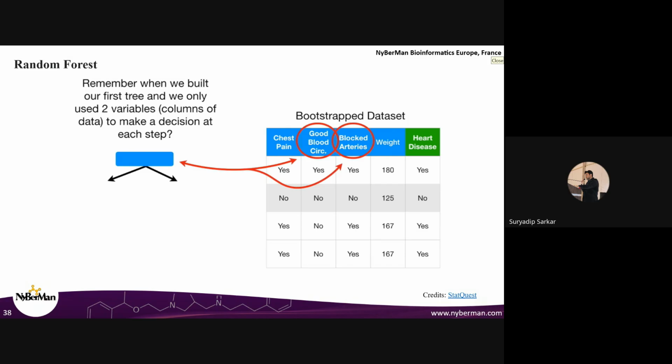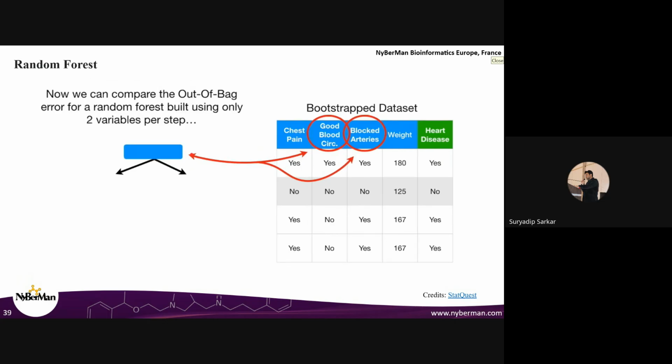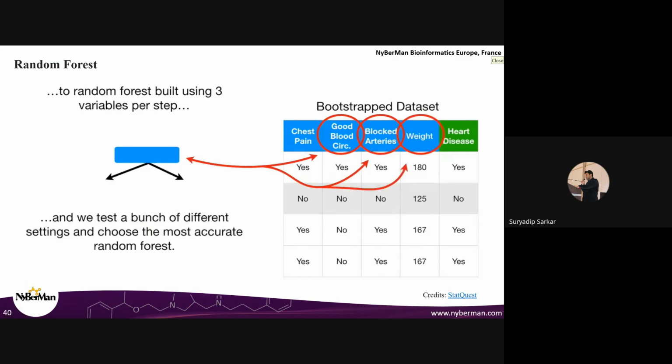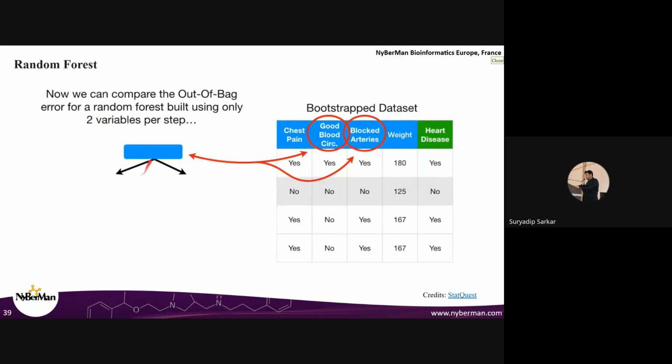So you remember when we built our first tree and we only used two variables to make a decision at each step? We did that, right? When we built the first tree for the root node, we said, okay, let's randomly choose good blood circulation and blocked arteries to compete for the root node, right? And we actually built the tree using that. Now we can compare the out of bag error for a random forest built using only two variables per step to a random forest built using three variables per step, right? So at this point we have said that we will only use two variables, or two features, randomly at each step, and we will calculate the out of bag error. We can do that, right?